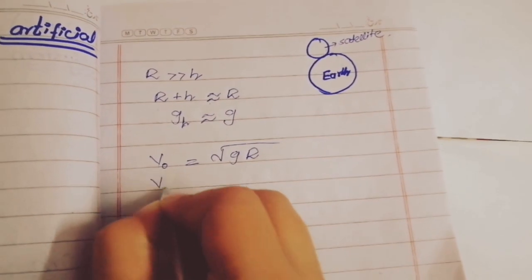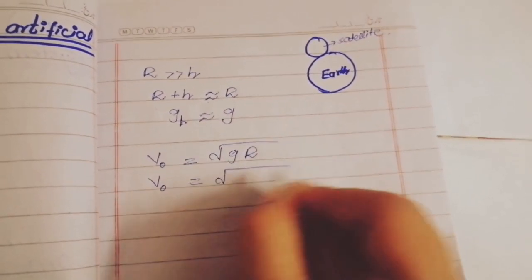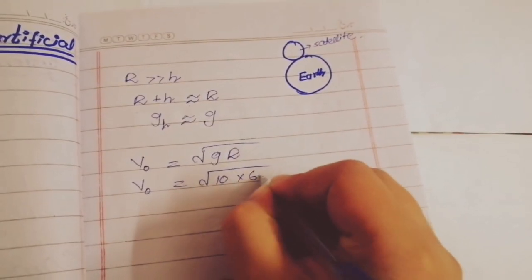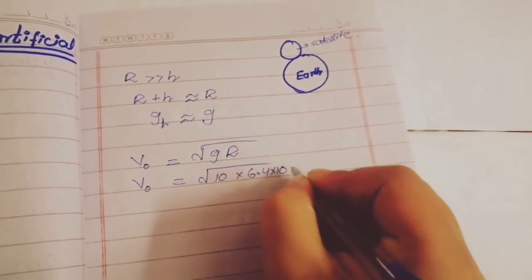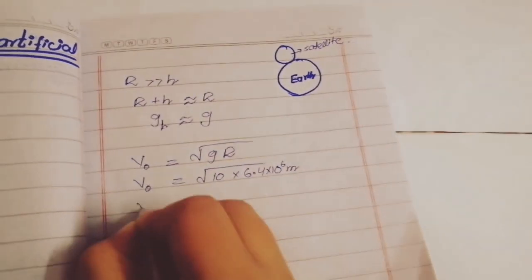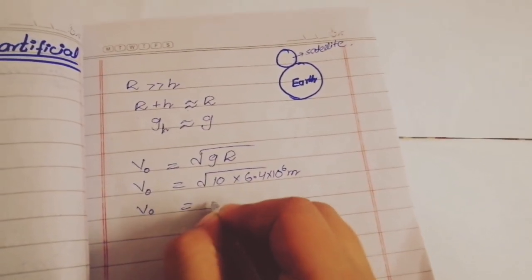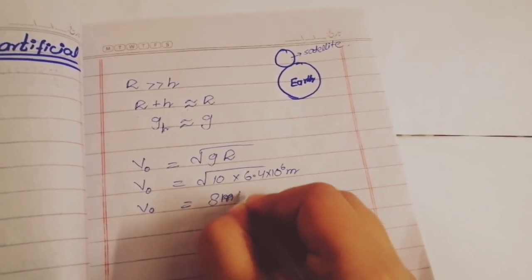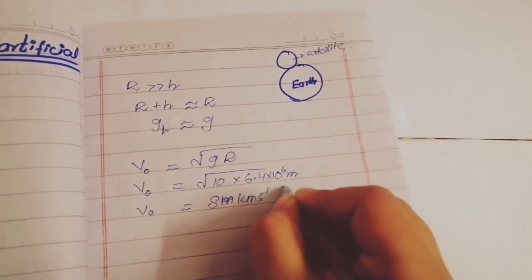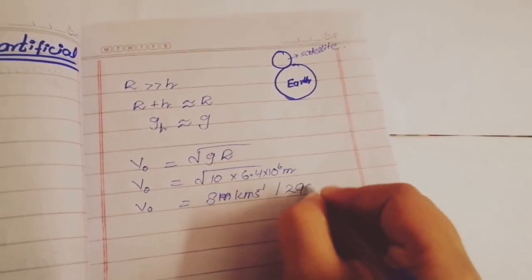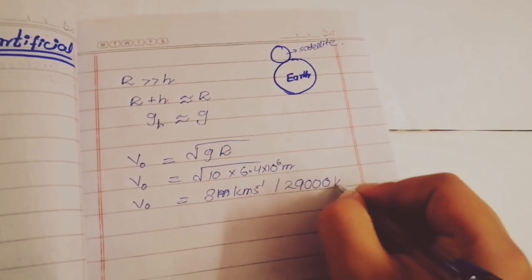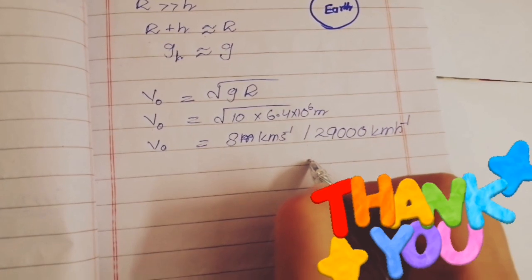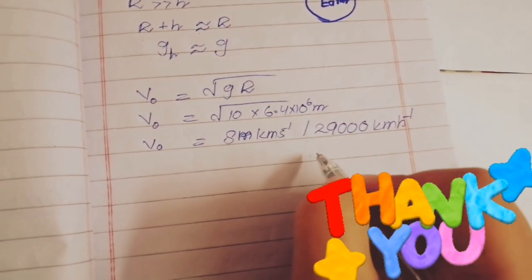After that we will put the values inside it. The value of g is 10, and the radius of the earth is equal to 6.4 multiplied by 10 raised to power 6 meter. So we will find out its value. It becomes equal to 8 kilometer per second, or 29,000 kilometer per hour. So this is the approximate value of the speed of a satellite which is revolving very close to the earth.